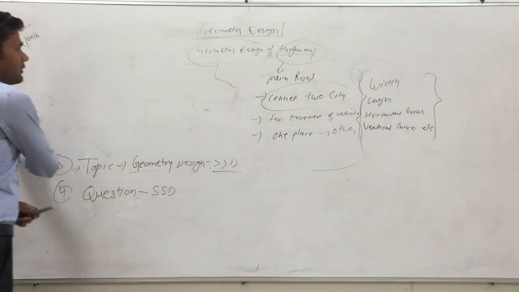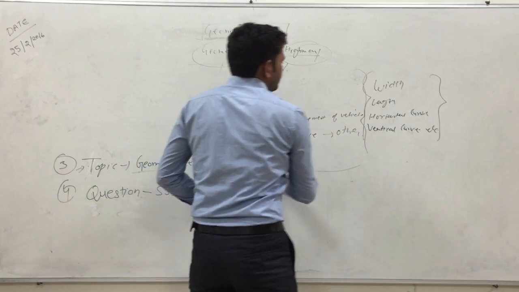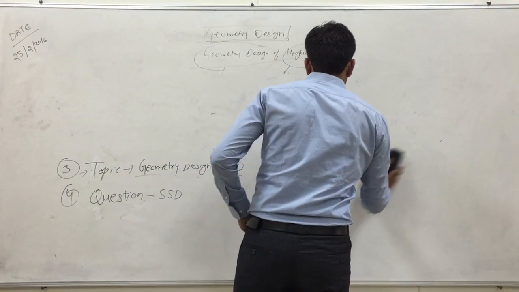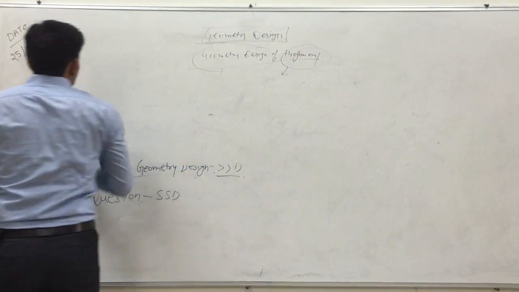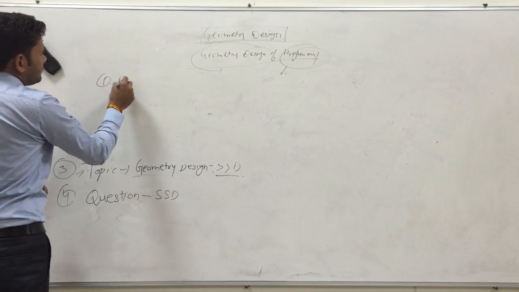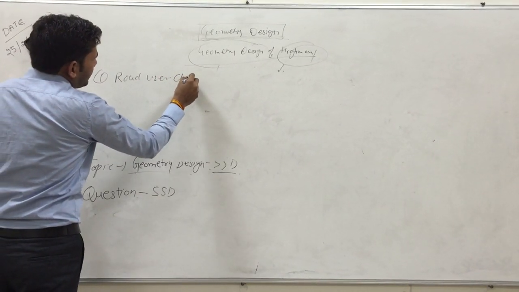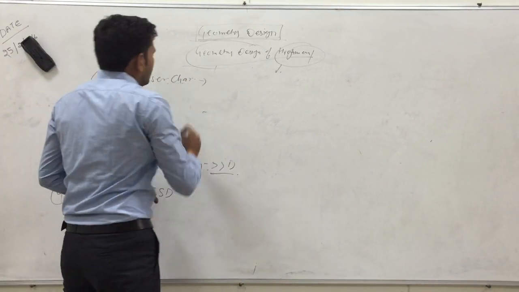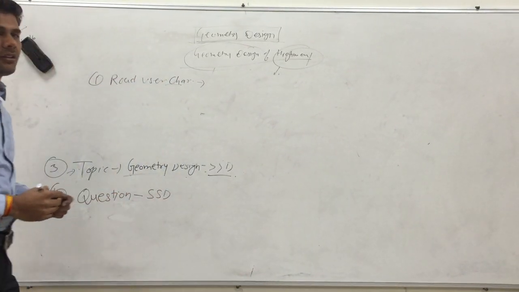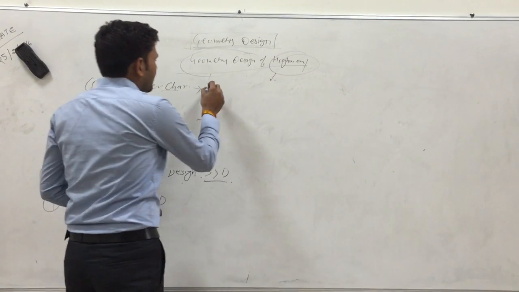Now, the factors which influence the geometric design of a highway. First factor is road user characteristics. In road user characteristics, the main factor is the reaction time of the driver.